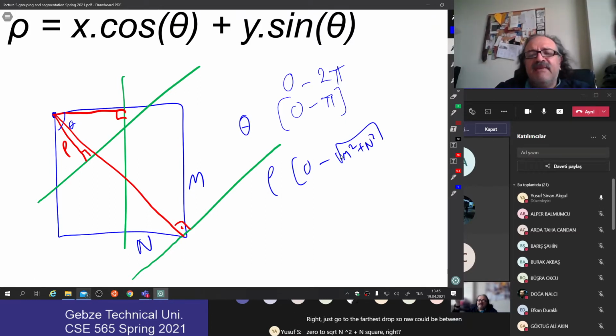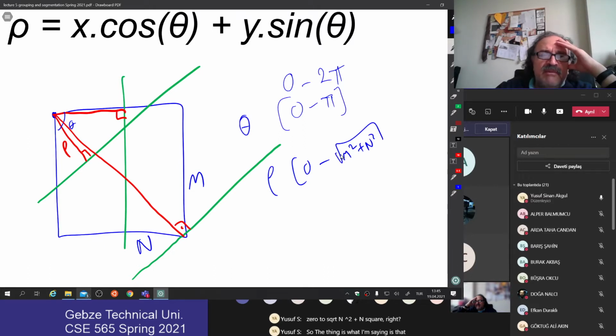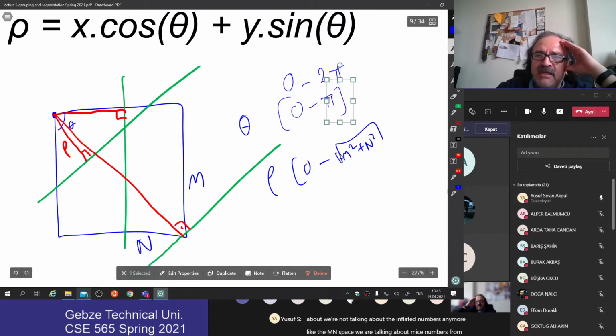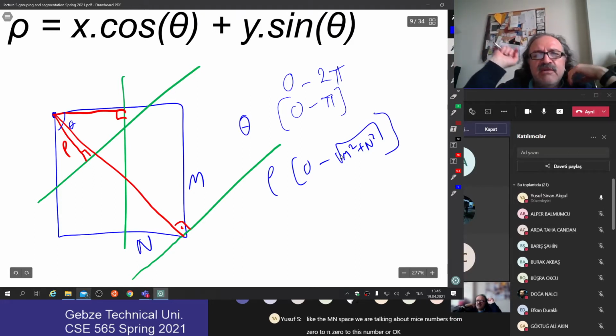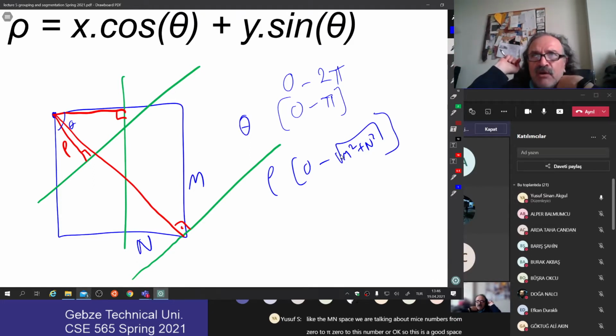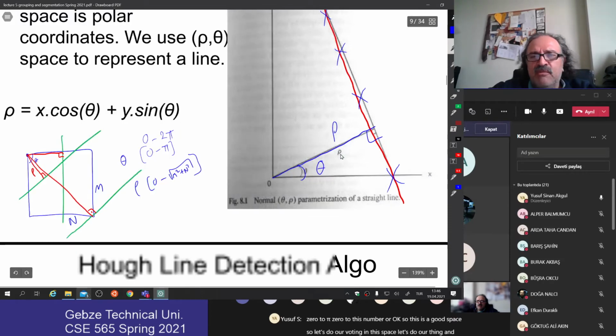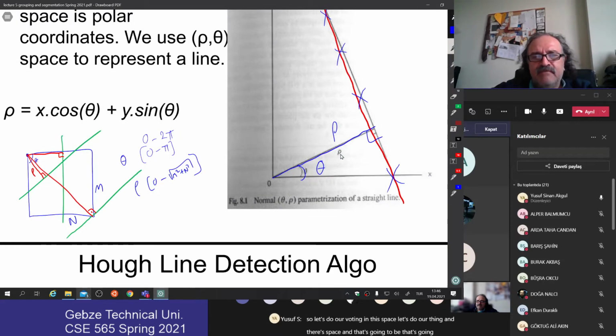So what I'm saying is that we are not talking about infinite numbers anymore, like in the mn space. We are talking about nice numbers, from 0 to pi, and 0 to this number. So this is a good space. Let's do our voting in this space. That's going to be nice.